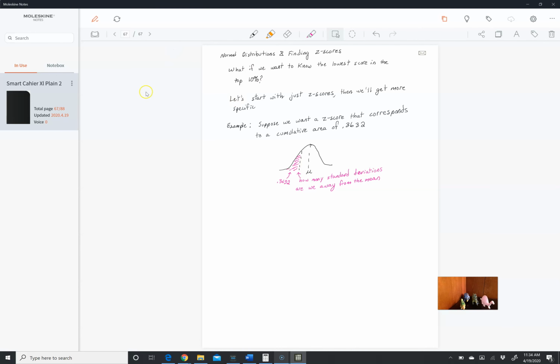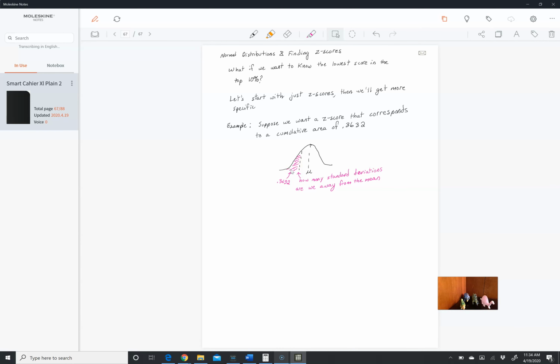So we've talked about like the fact that this might be 1 standard deviation below the mean, or 2 standard deviations below the mean, or 1.2 standard deviations below the mean. That's what we're looking for here. So now we know this, and we're looking for the z-score, whereas before we knew the z-score, so we knew where this line was, and we were looking for the area. So we're going backwards.